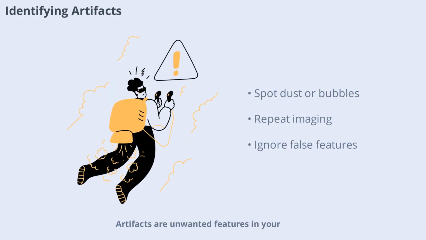Artifacts are unwanted features in your image that don't represent the actual sample. They can be caused by dust, air bubbles, or issues during sample preparation. Learning to recognize and ignore artifacts is crucial for accurate analysis. If possible, repeat the imaging process to confirm whether a feature is real or an artifact.